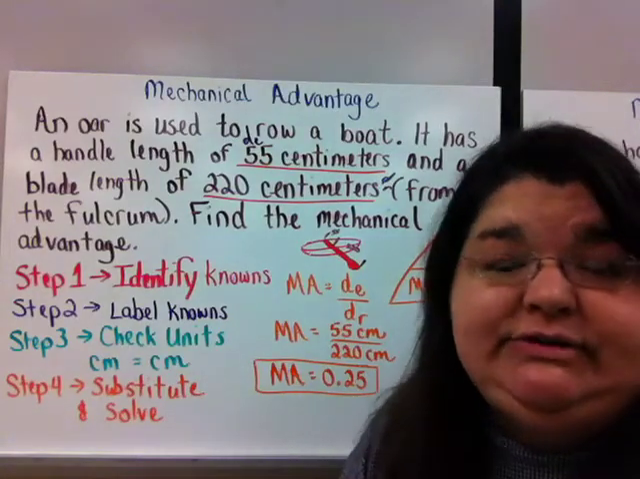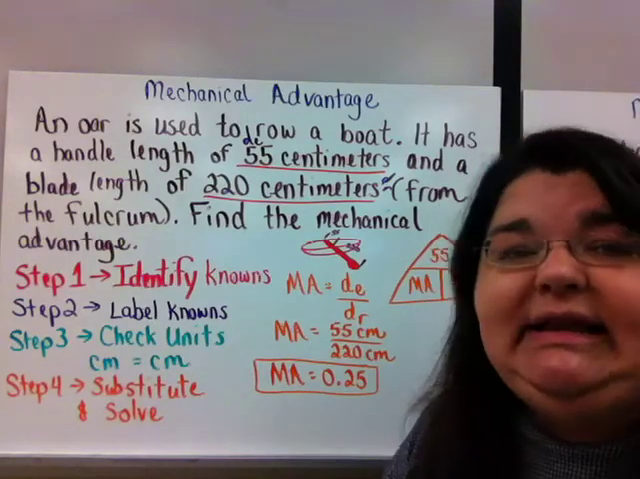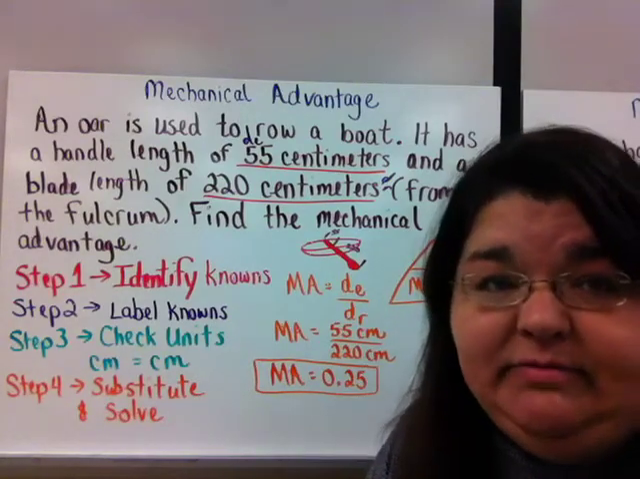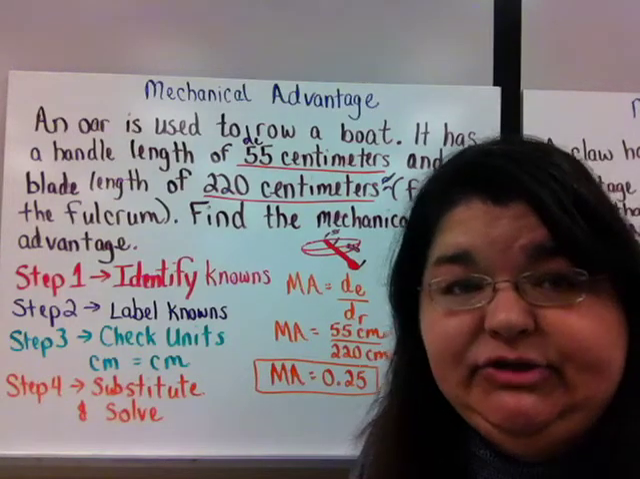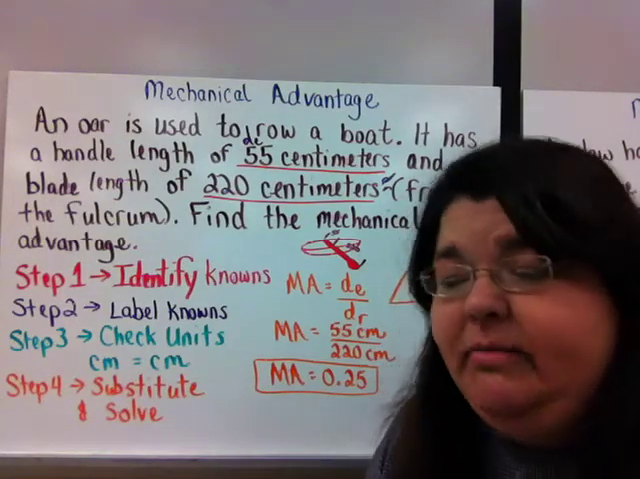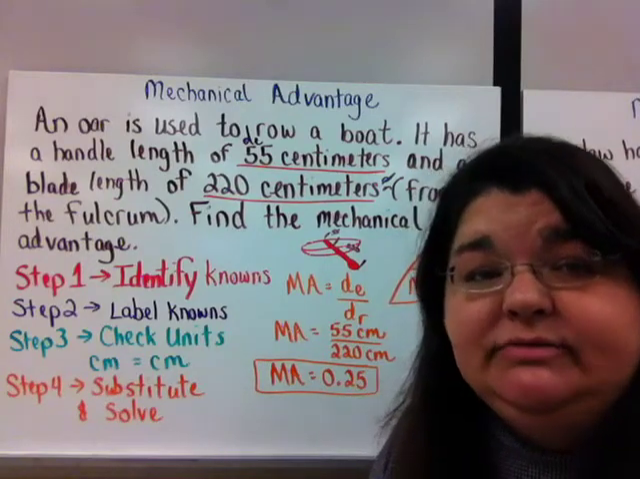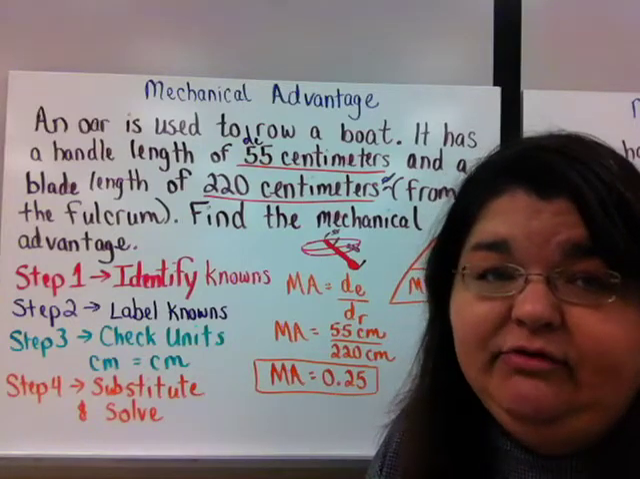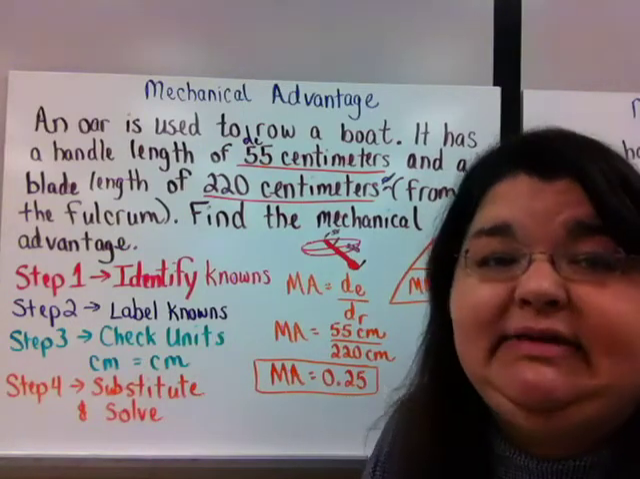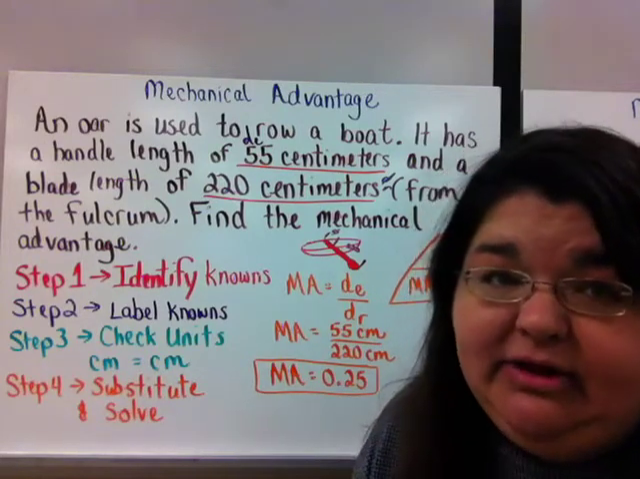Now, that first example had newtons in it. And notice I didn't even stop to think about what type of machine it was. I wasn't worried about drawing a picture or labeling a diagram because all machines will treat newtons the same way. It's always the resistance force divided by the effort force. And as long as that information is given to you, that's the easiest way to calculate the mechanical advantage of a machine.